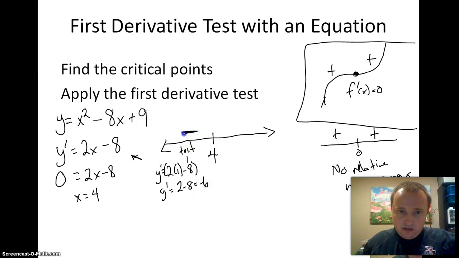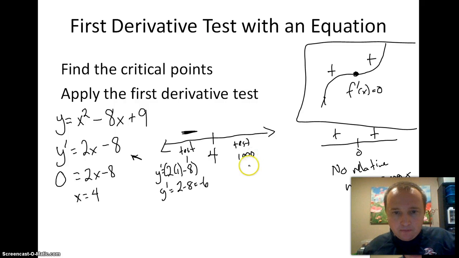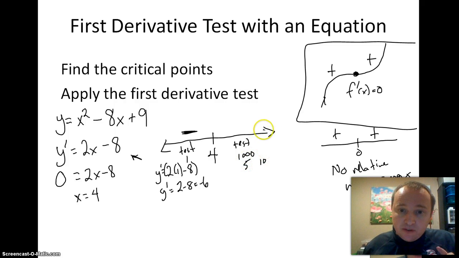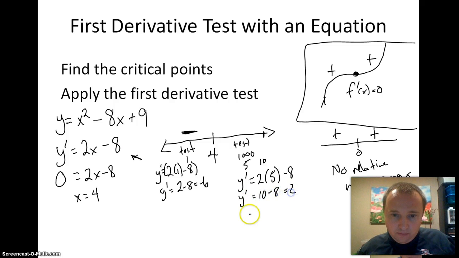So right here I have a negative slope. And I plug in another test value with a number bigger than 4. Could I have used 5? Yes. Could I have used 10? I can use any number. But if I had another critical point up here, I would have to pick a number before that. So you can either pick a number close to it, or you can pick a number way big, and then you don't have to worry about it. I do it both ways. 2 times, let's just do 5, because you wanted that. So y prime equals 10 minus 8, which is 2.